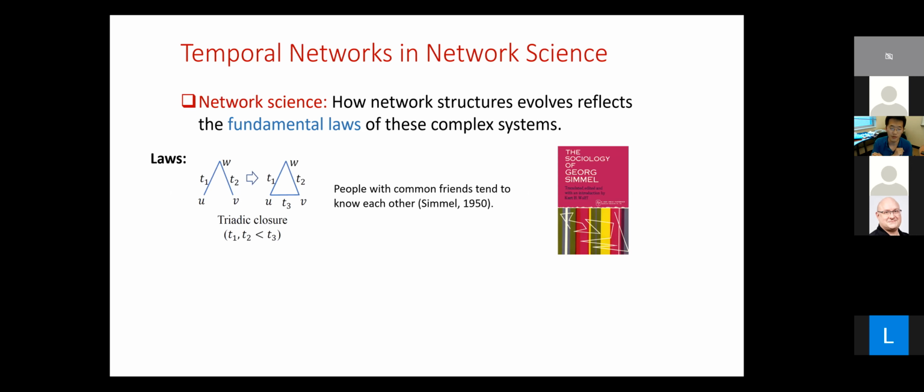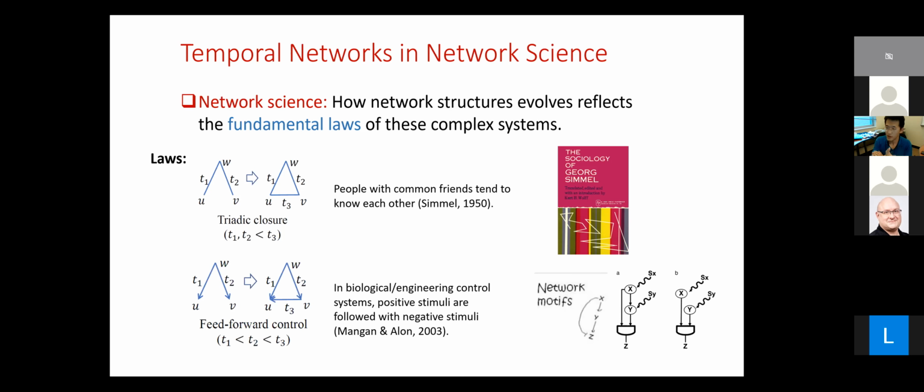The first one is called triadic closure. It's a fundamental law in social networks. The explanation is that in a social network, when two people have some common friends, they tend to know each other in the future. And this is triadic closure. Of course, it's very simple.